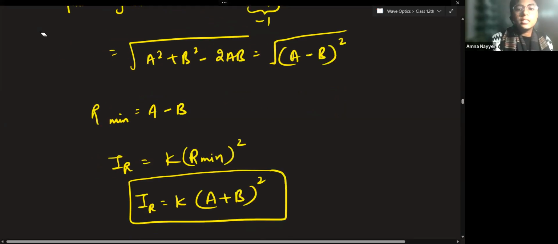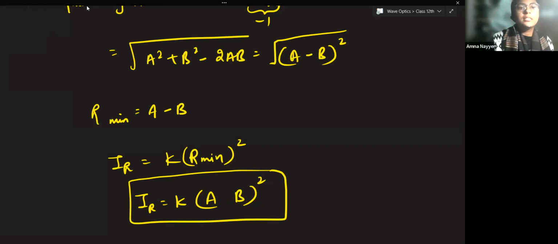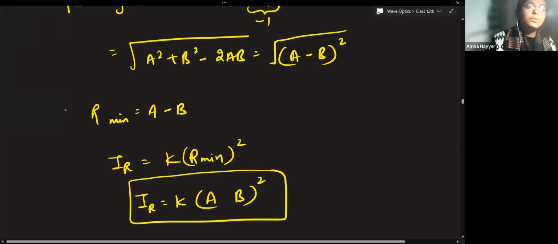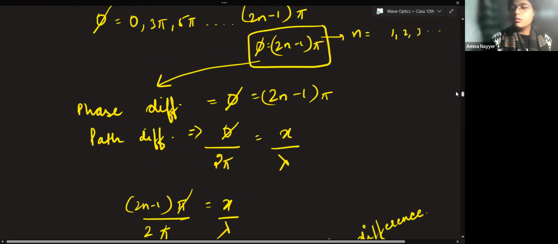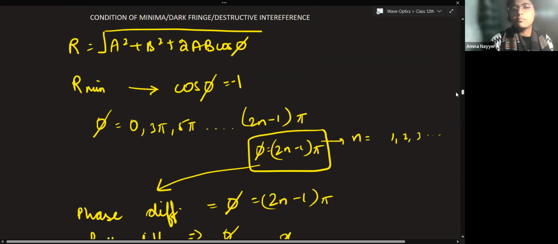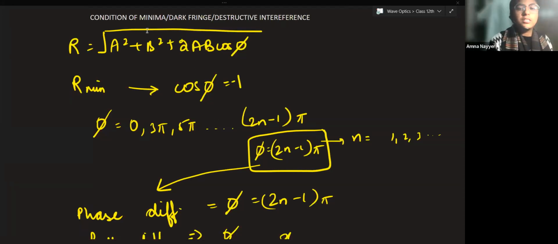So intensity will also be the square of the minimum value. That is, this will be minus A minus B whole square. This will be (A minus B) whole square. So same things that you have with destructive interference. This is all about dark fringes. So same thing. Noted down. Yes, just a sign change.